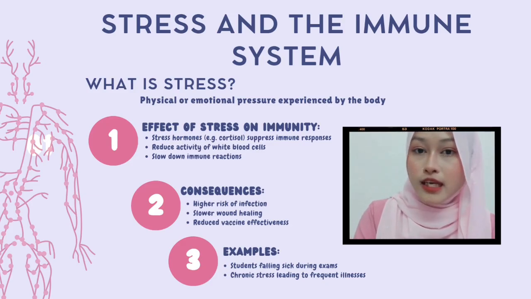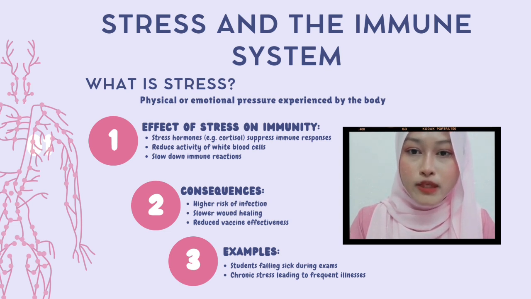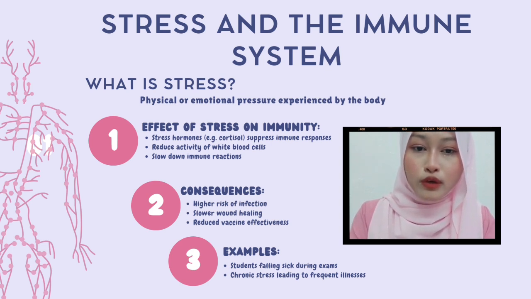What is stress? Stress is the physical or emotional pressure experienced by the body. It affects immunity by causing the release of stress hormones such as cortisol, which suppress the immune response by reducing the activity of white blood cells and slowing down immune reactions. As a result, the body has a higher risk of infection, slower wound healing, and reduced vaccine impact, as seen in examples such as falling sick during exams and individuals with chronic stress experiencing frequent illness.